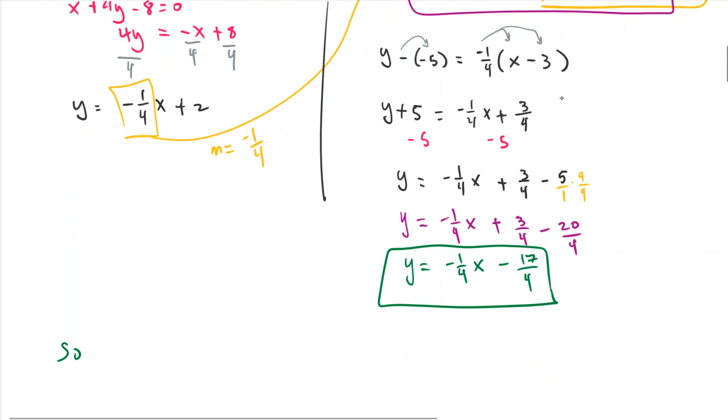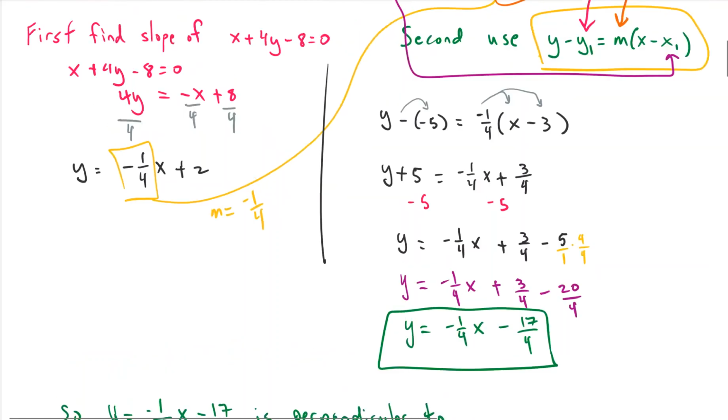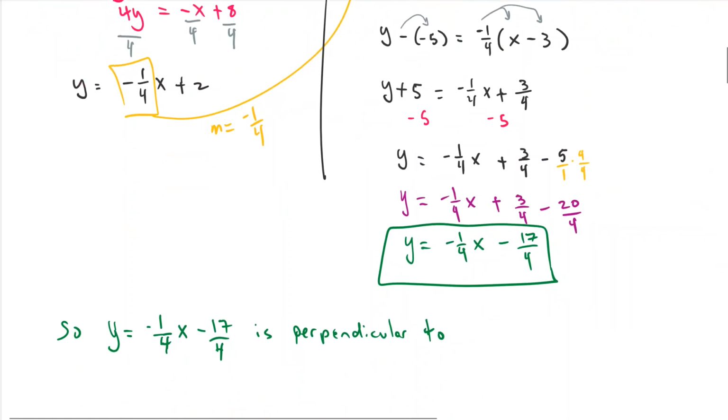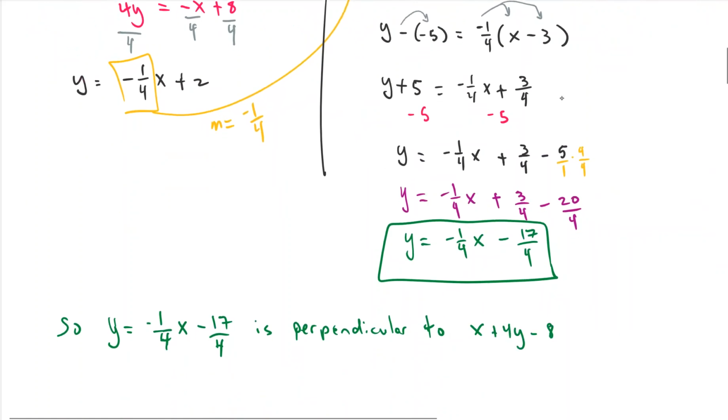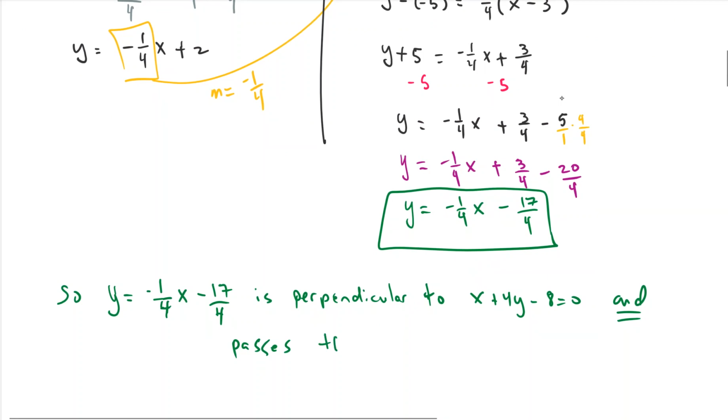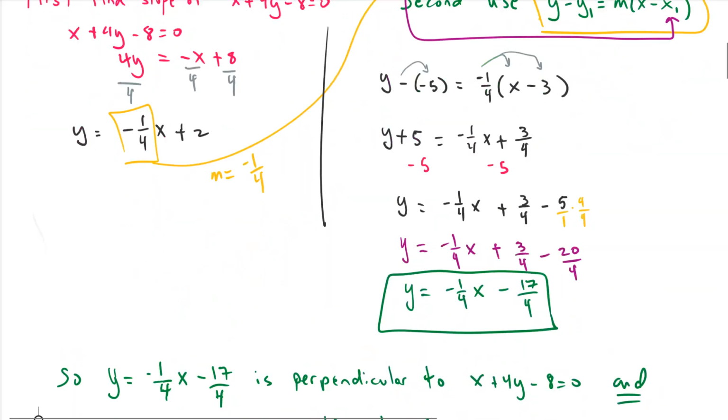Let's try this out. So y equals negative 1/4 x minus 17/4 is parallel to x plus 4y minus 8 equals 0 and passes through, this is beautiful handwriting here, the point, what was our point? 3, negative 5.